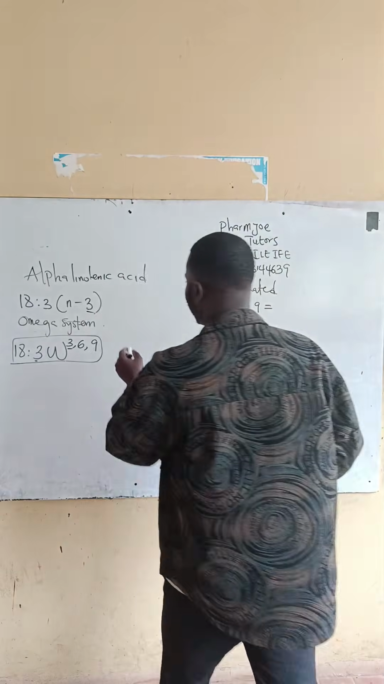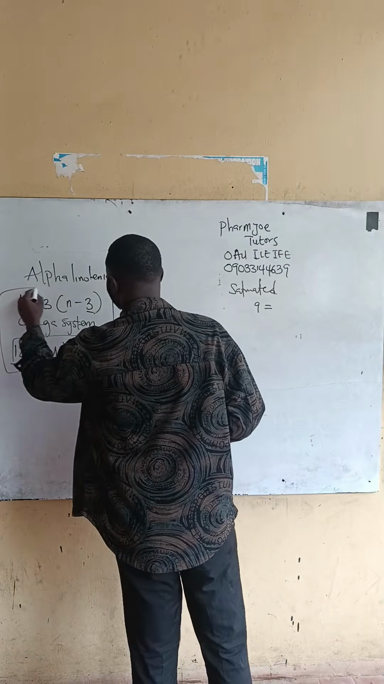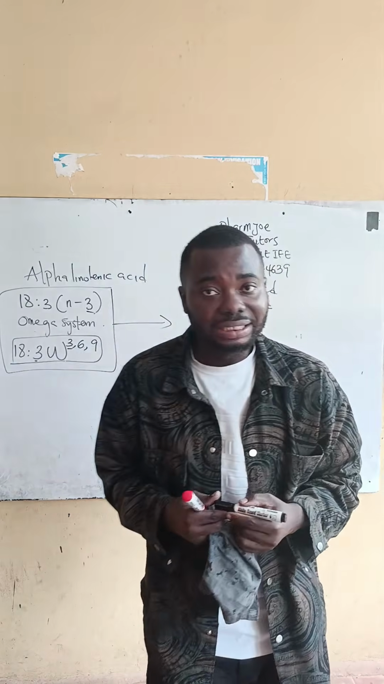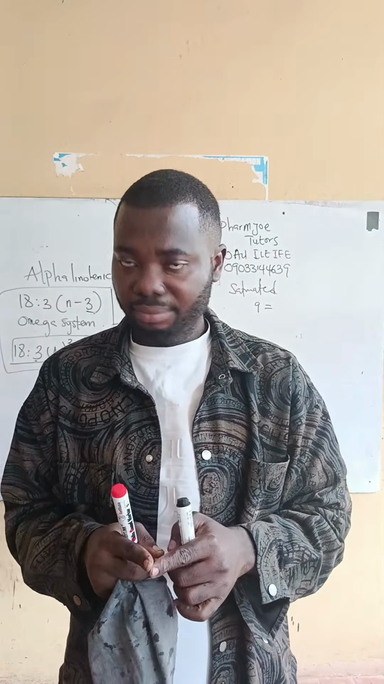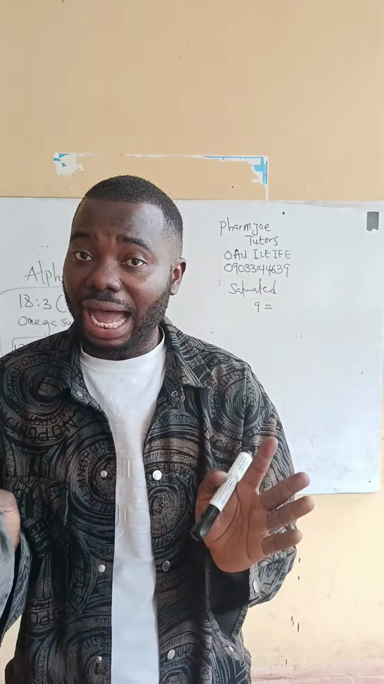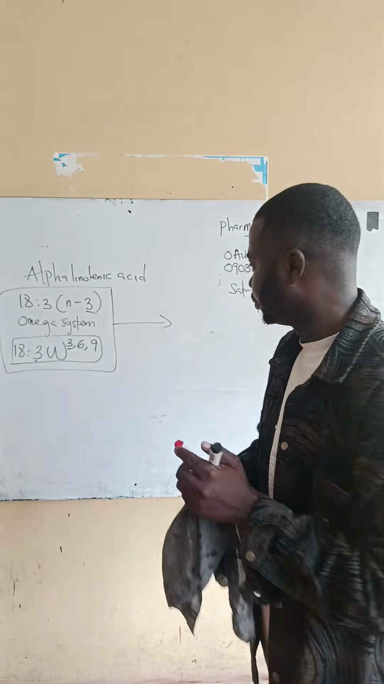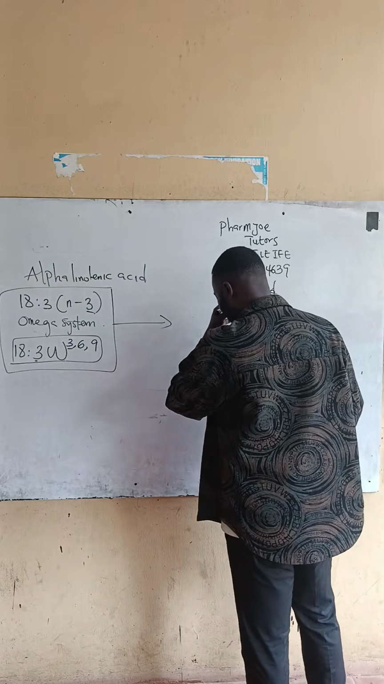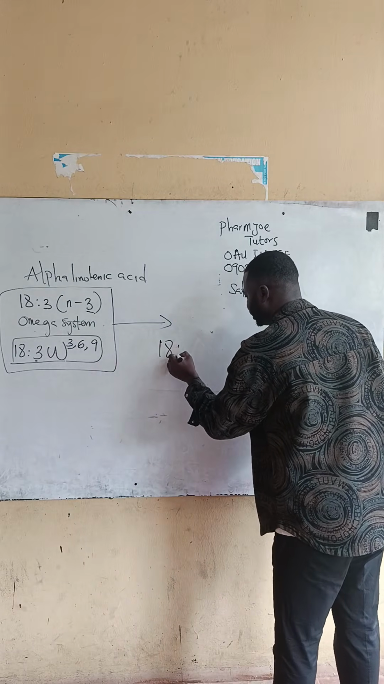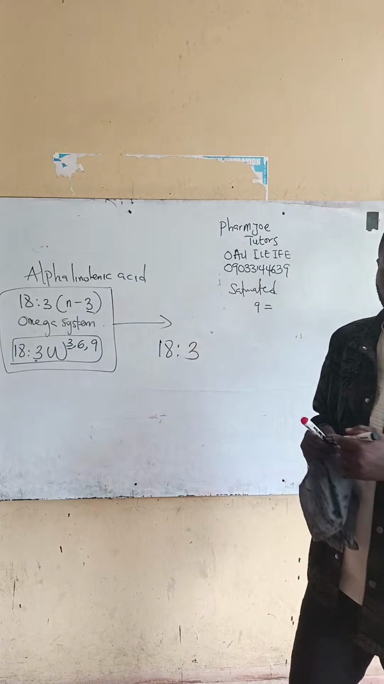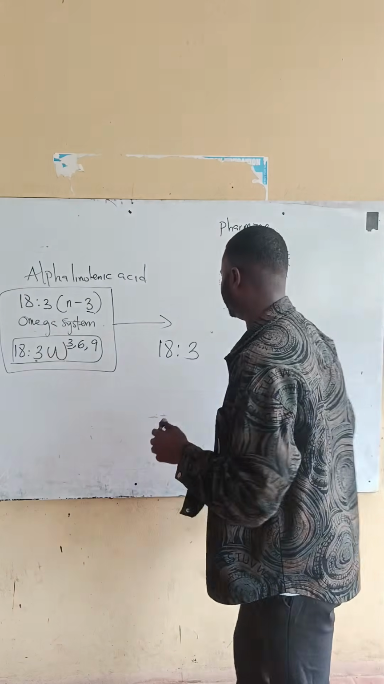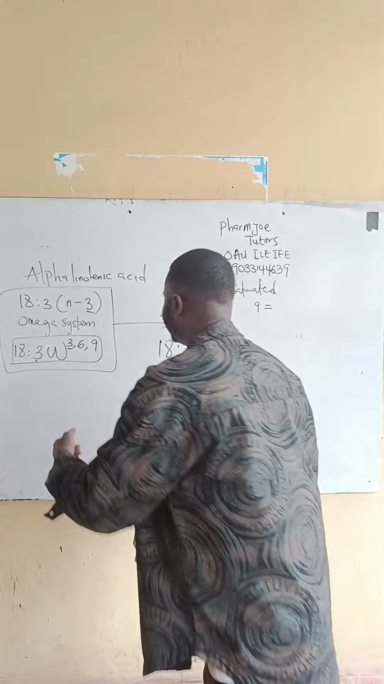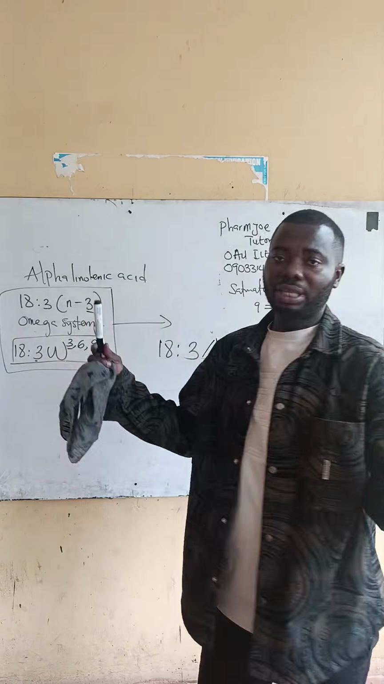Thank you. Now, this information I have here, I can translate straight to the delta form. Do you remember what I taught you? You come back here and say, this is according to nutrition. According to chemistry, you say 18:3. Are you with me? Instead of using omega, we use delta.